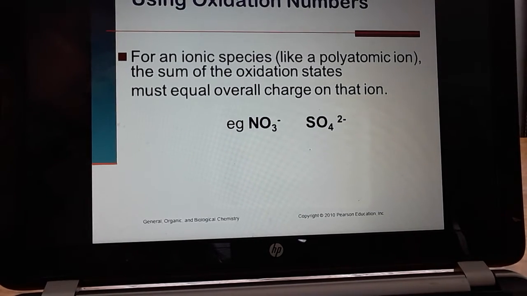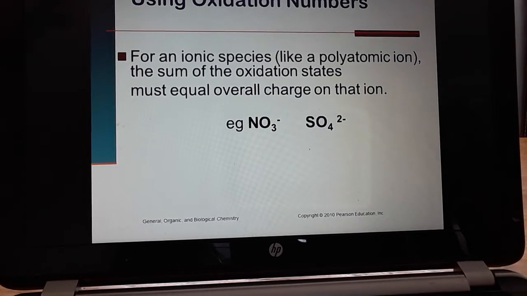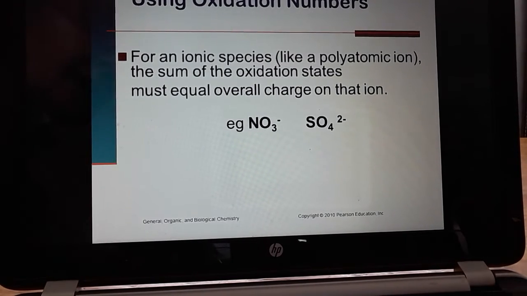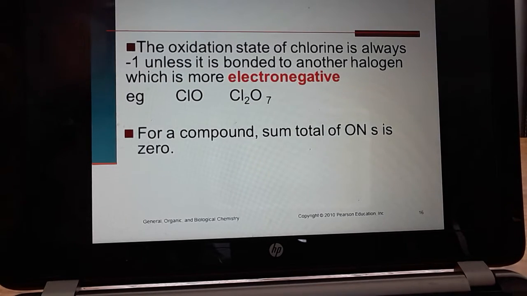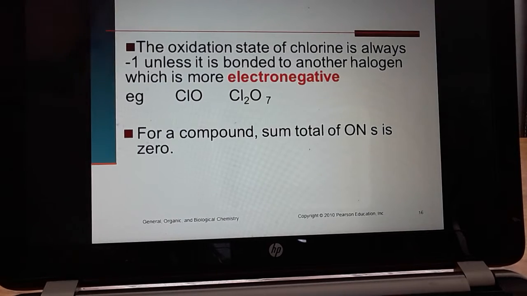Oxidation numbers for an ionic species: any ion has a charge, and that means the oxidation state of that ion is the charge on that ion. And it helps you then work out the individual oxidation states of the atoms present. The oxidation state of chlorine is always -1, except if it's bonded to something called a more electronegative element. So electronegativity is something I'll discuss with you next week. But just for now, take it that chlorine is always -1 unless it's bonded to oxygen or fluorine, in which case that changes. And for a compound, the sum of the oxidation numbers is 0.